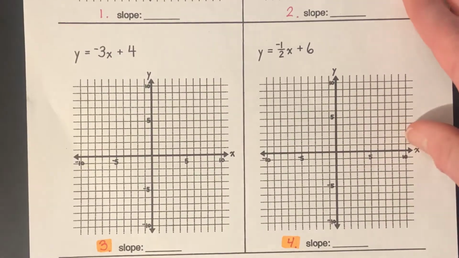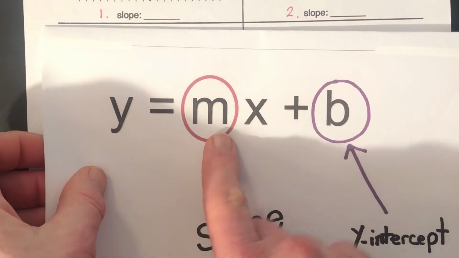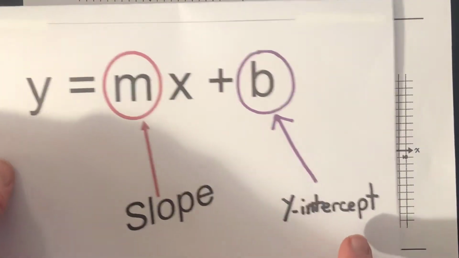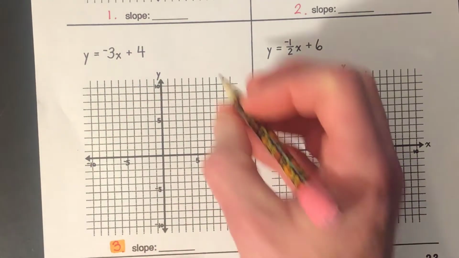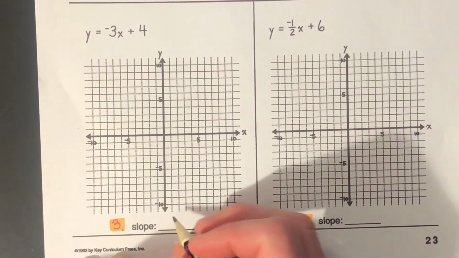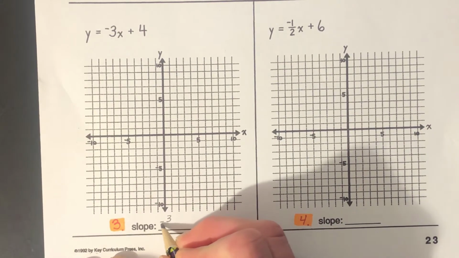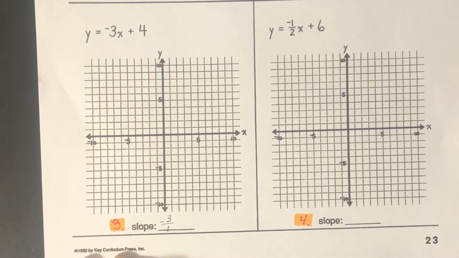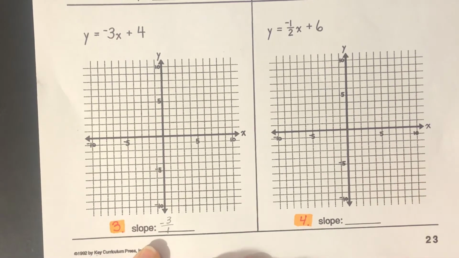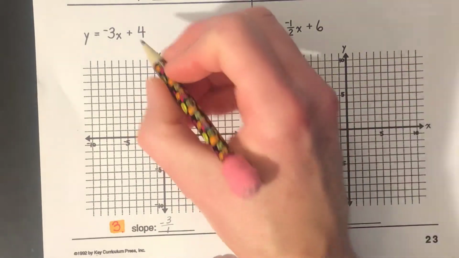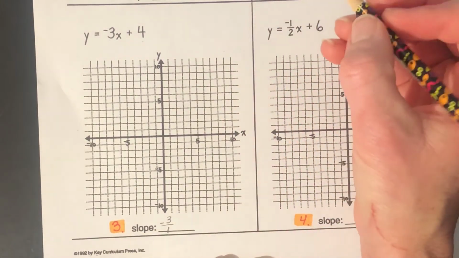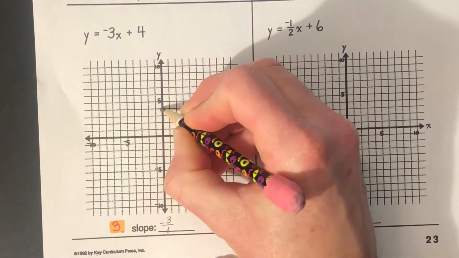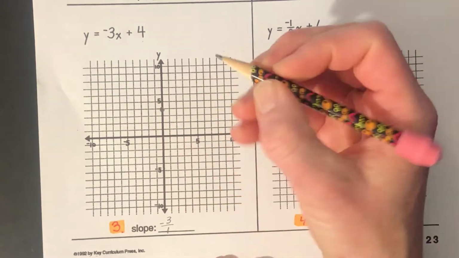Number 3, remember, before the x is your slope, and the constant at the end is your y-intercept. -3 is before the x, so I have a slope of -3 over 1. I'm going to write it that way for now because I think it's easier to graph when I think of it that way. My y-intercept is 4. That means that there is a point that crosses the y at 4. So all I need to do is put a dot at the 4 on y.